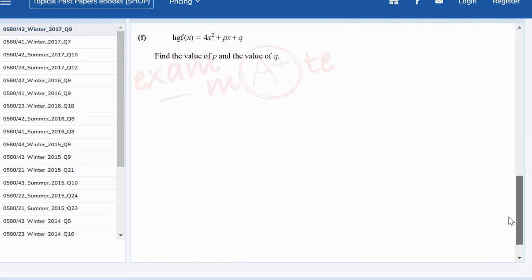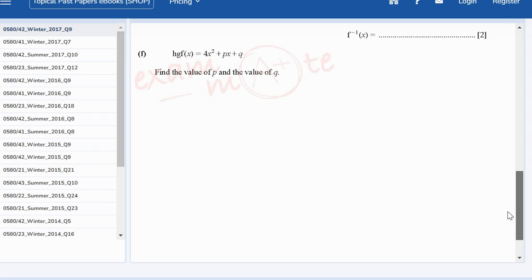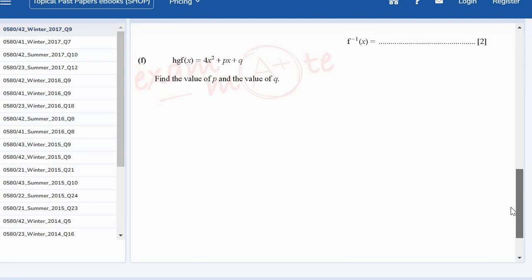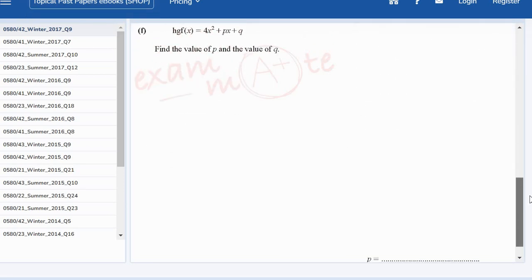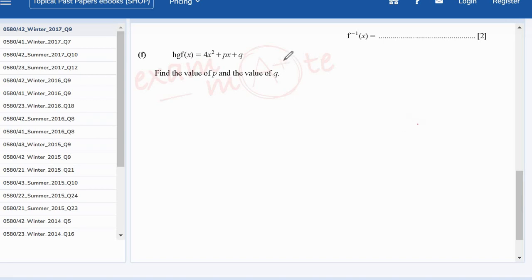Now, the last one is a bit difficult for students. It's h g of f x. All right, h g f of x. So let me write down, just give me 1 minute. So what I'm going to do, I'm going to write all the values down here. So f of x is basically equal to 1 minus 2x. Let me use better handwriting. 1 minus 2x. And then we have g of x, x plus 4, and h of x is equal to x square plus 1.